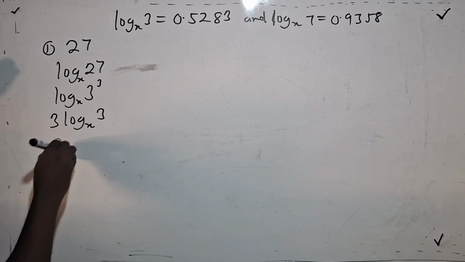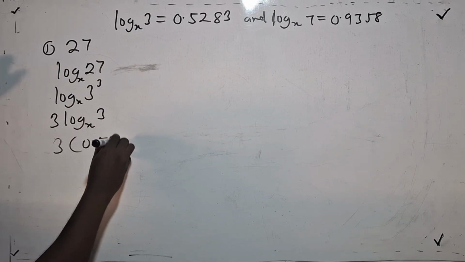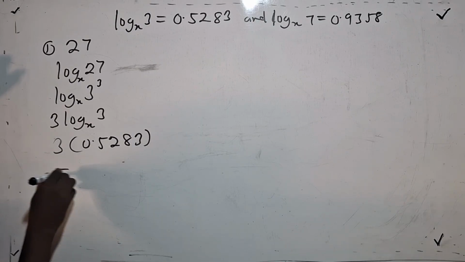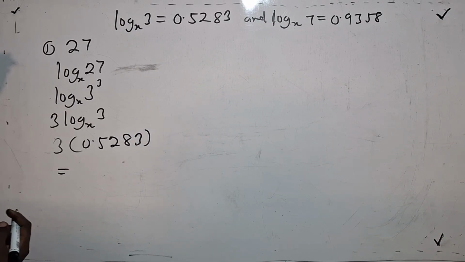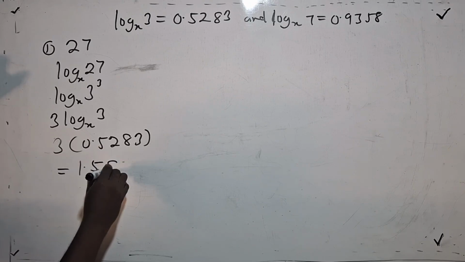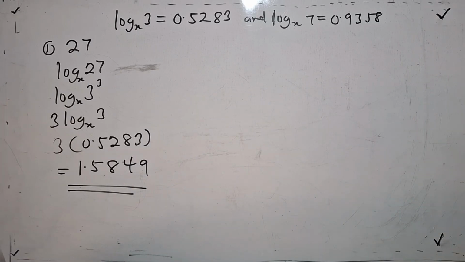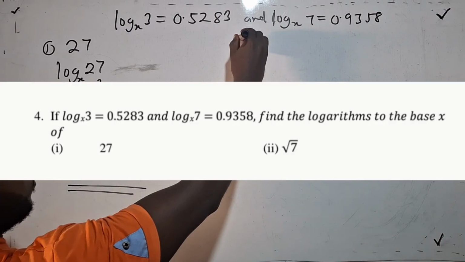Then we are going to multiply. Since they've given us log base x of 3, so 0.5283. With the help of our calculator, when you press 3 times 0.5283, we are going to get 1.5849. I'll leave my answer like this. If the question specifies either 2 decimal places or significant figures, you should be able to round it. So we are at part II.